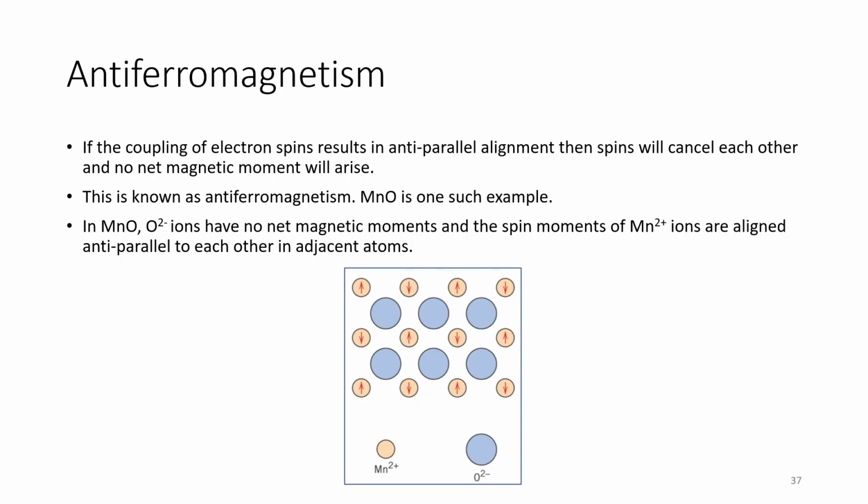Next up you have antiferromagnetism. If the coupling of electron spins results in an anti-parallel alignment, then spins will cancel each other and no net magnetic moment will arise. This is known as antiferromagnetism. Manganese oxide is the example. In manganese oxide, O2 minus ions have no net magnetic moments, and the spin moments of Mn2 plus ions are aligned anti-parallel to each other in adjacent atoms.